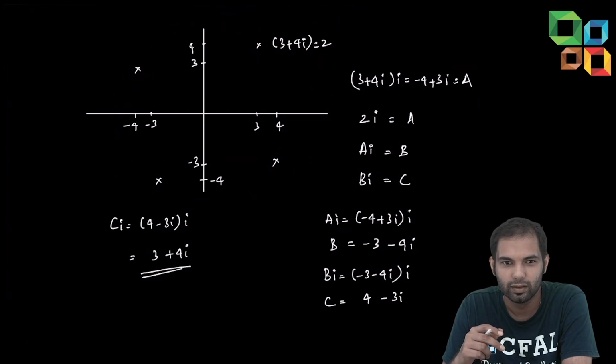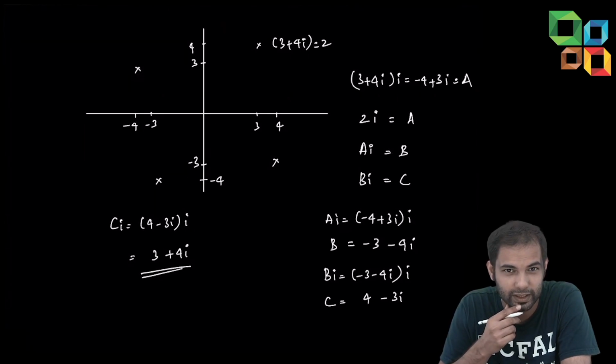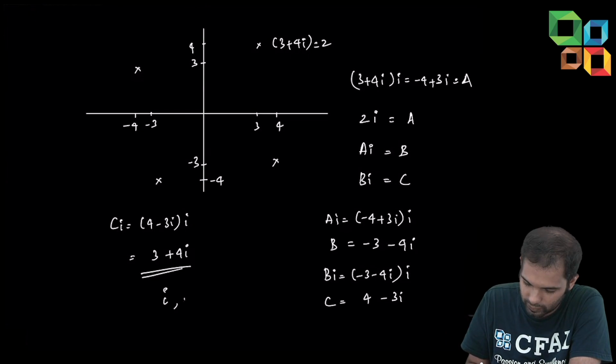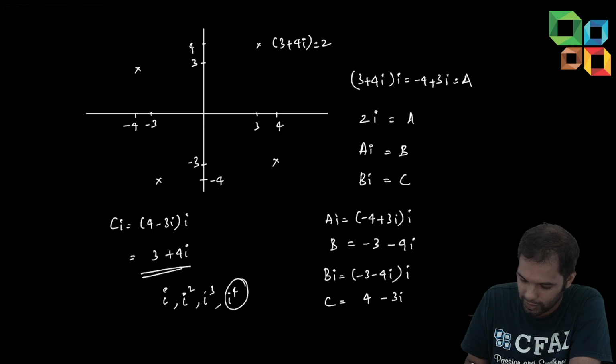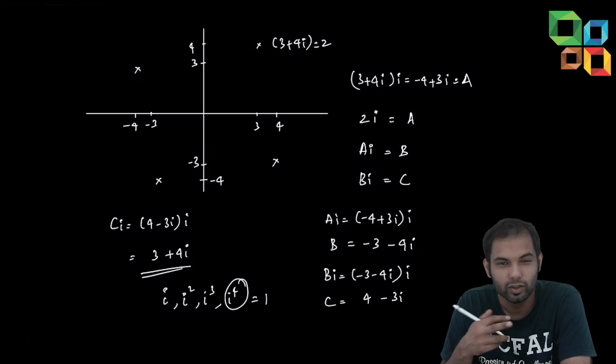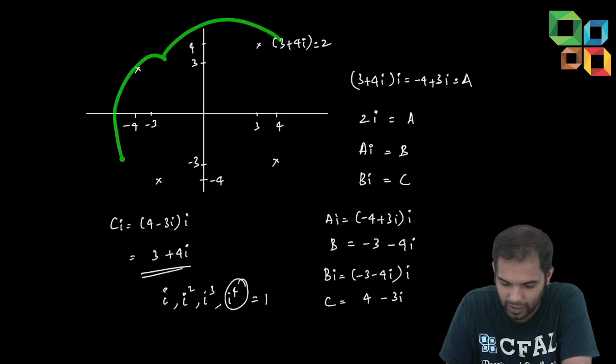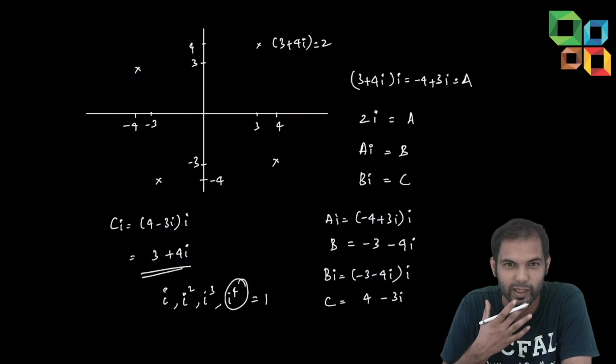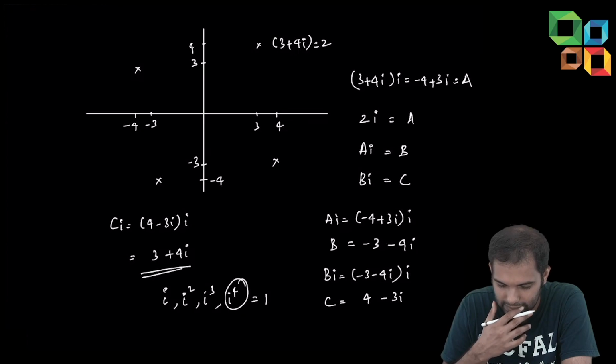There are different ways you can think about it. One is, you know what i power 4 is, correct? We know what i square, i cube, i power 4 are. i power 4 is equal to 1. So you might think, if I multiplied four i's, obviously I should go back to the same point. That's one way to look at it. Look at it the other way.